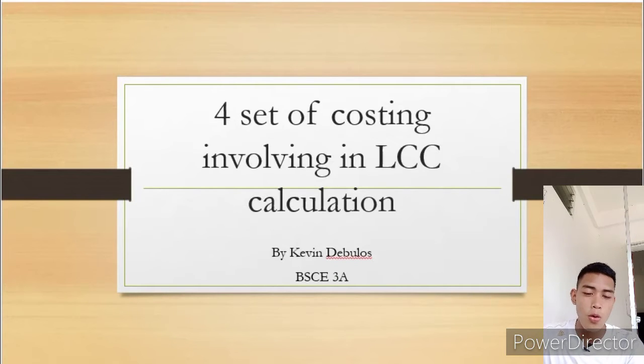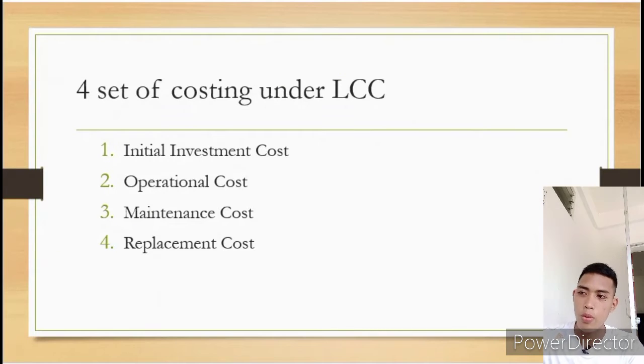I am going to discuss the fourth set of costing involved in LCC. So here's the fourth step of costing under LCC. Number 1, initial investment cost. Number 2, operational cost. Number 3, maintenance cost. And number 4, replacement cost. So without waste of time, let's proceed straight through it.